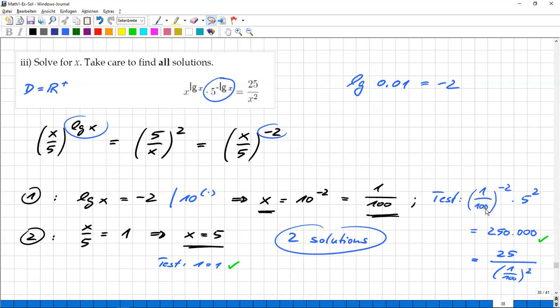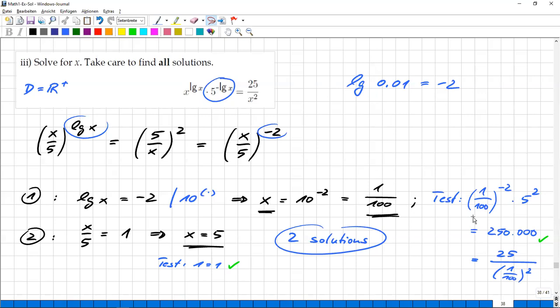Well, if you will, I can pull this up. So this is also the same as 100 to the power 2, like 10,000. 10,000 times 25, so it's 250,000 in the end, left side. The right side is 25 divided by 0.01 squared. This again is 1 divided by 10,000. So I can also pull this upward and say this is 25 times 10,000, which is equal to 250,000, just for a little test. Okay, but the second solution is not to be overlooked.